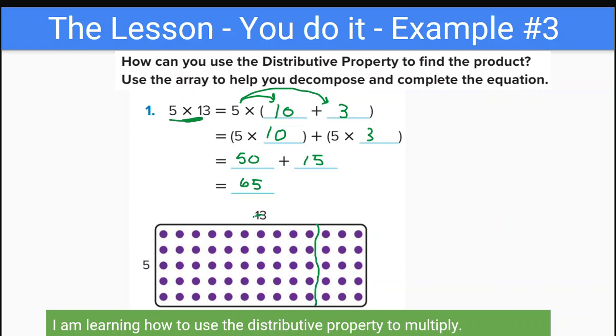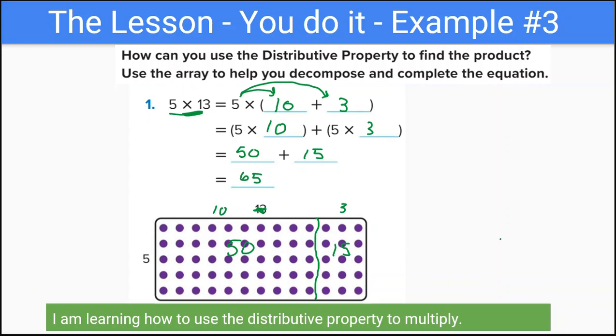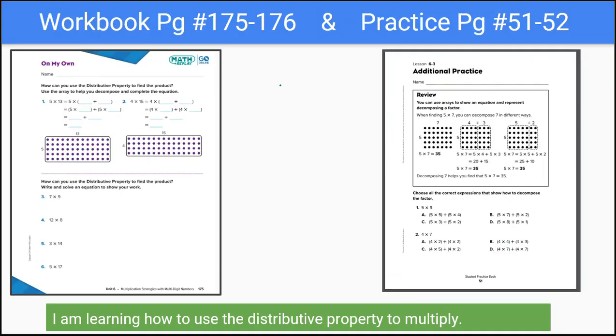So we cross this off, we could make this a 10 right here. 5 times 10, that would be 50 of these dots. And over here, this is 3 columns times 5. That's 15 right here. Okay? So all this is 50. This is 15. And together, there are 65 dots up there. Kids, you're learning how to use the distributive property to multiply. Okay, well, we're looking at workbook pages 175 and 176 in class today. And then you're looking at practice pages 51 and 52.